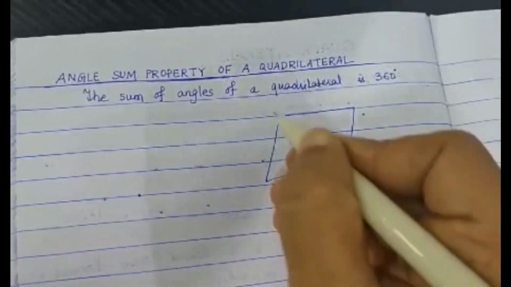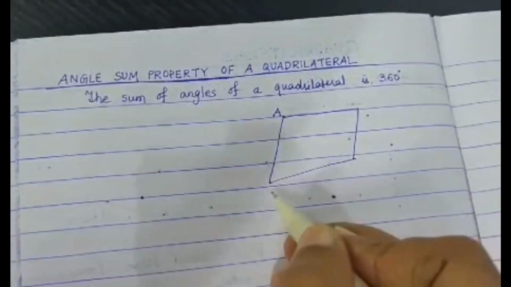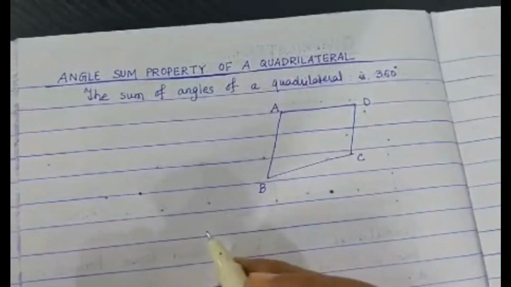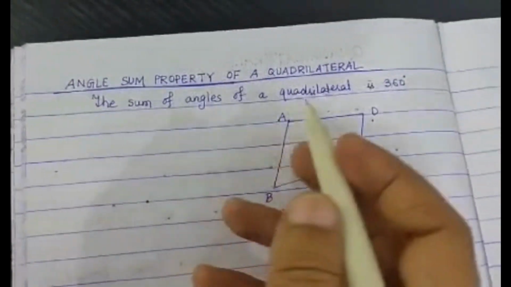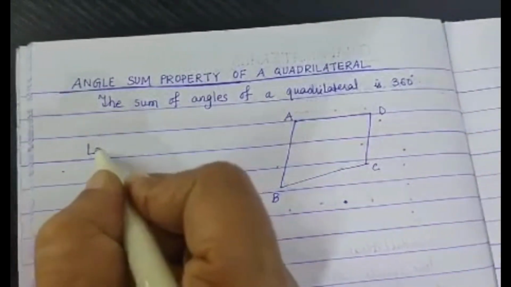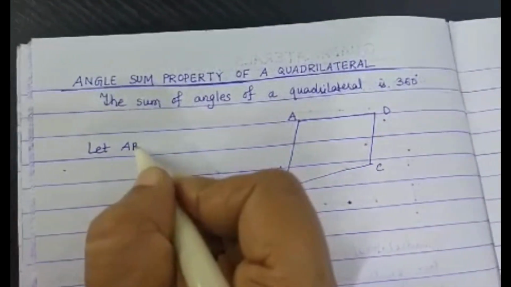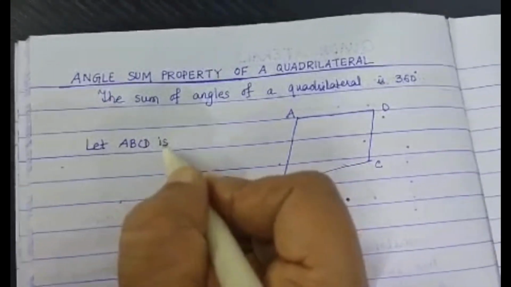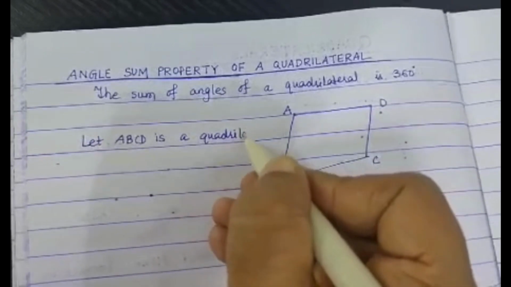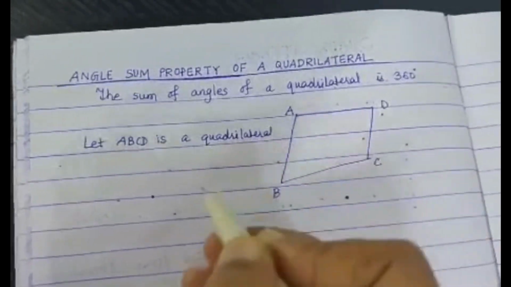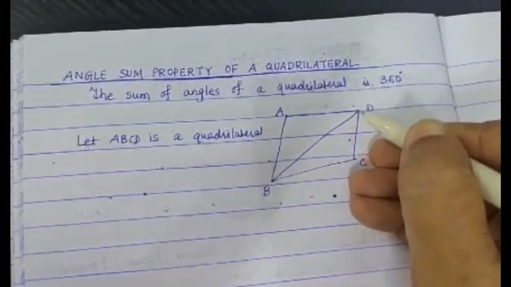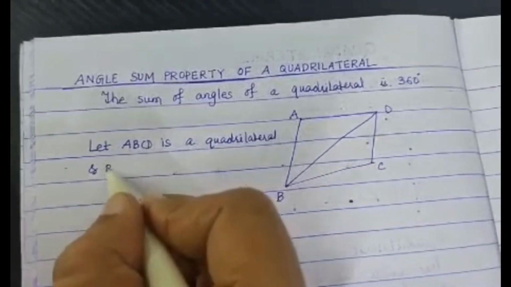Let ABCD be a quadrilateral. We are going to prove that the sum of the angles of a quadrilateral is 360 degrees. We will draw a diagonal like this, and BD is the diagonal.